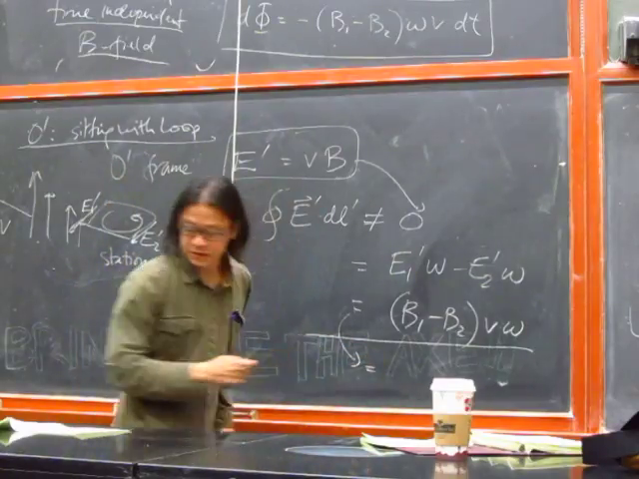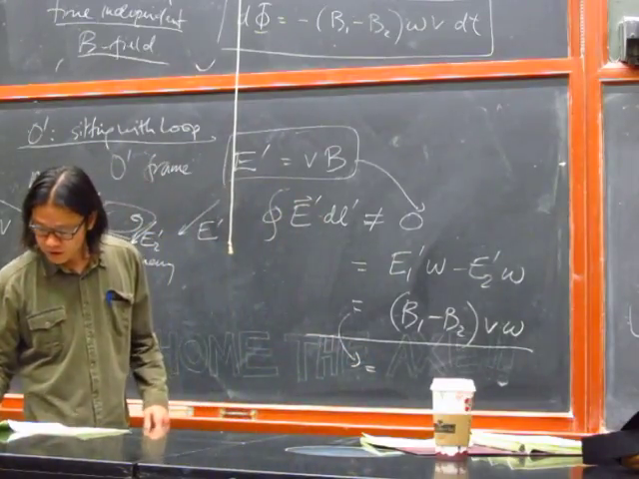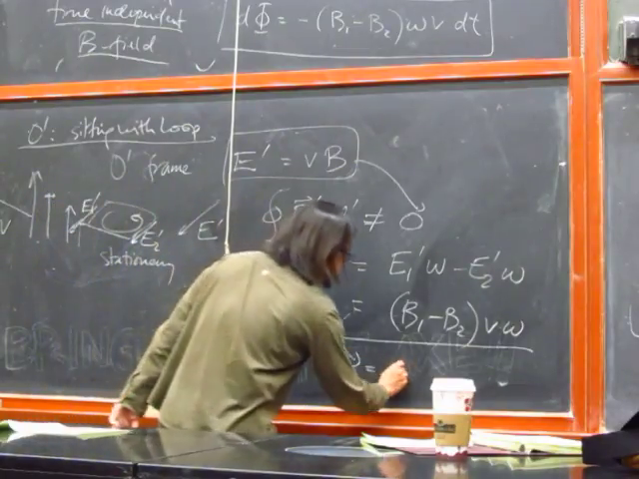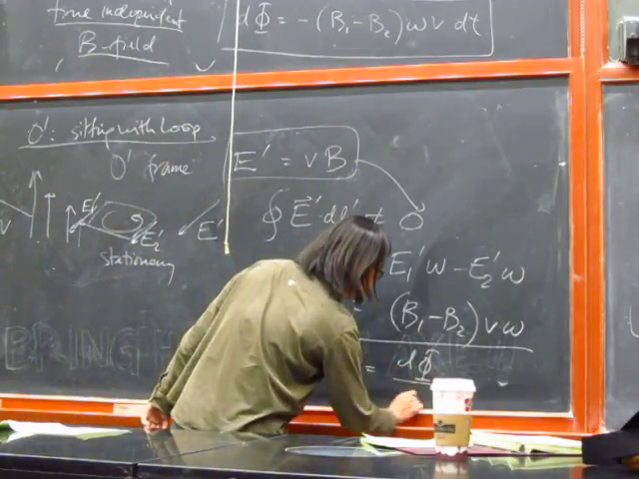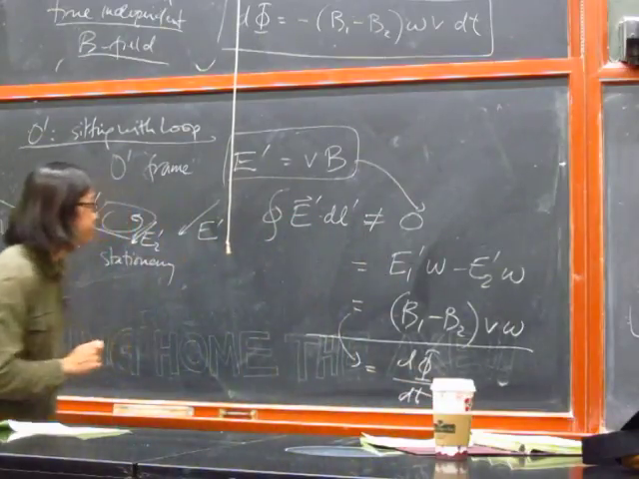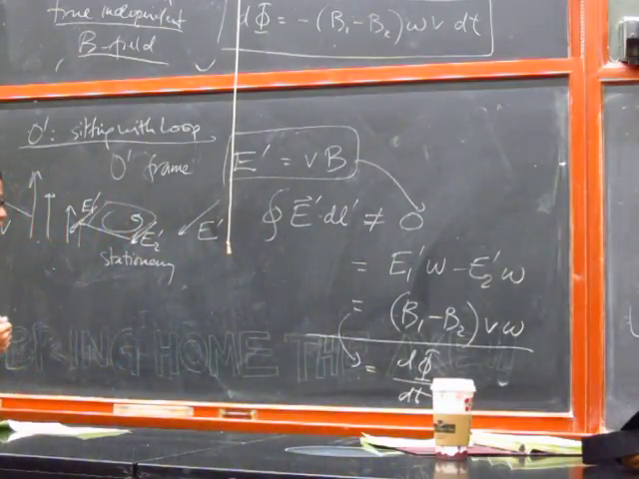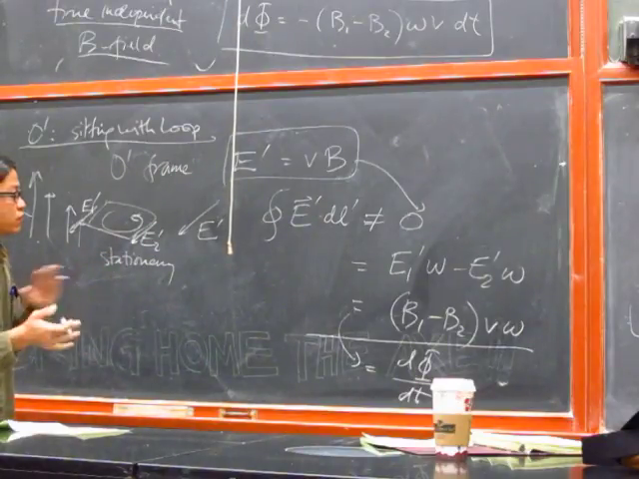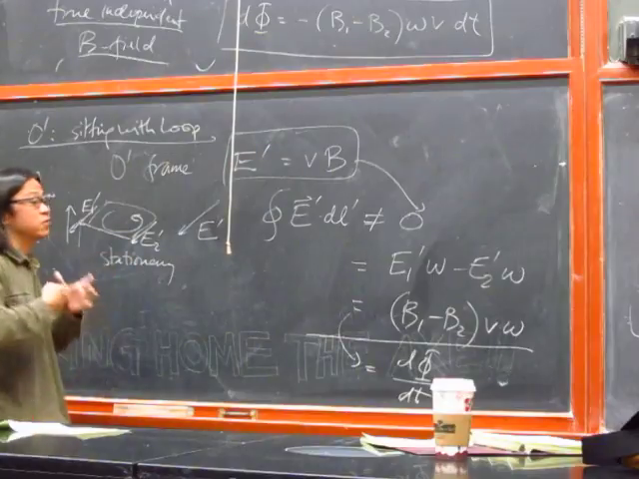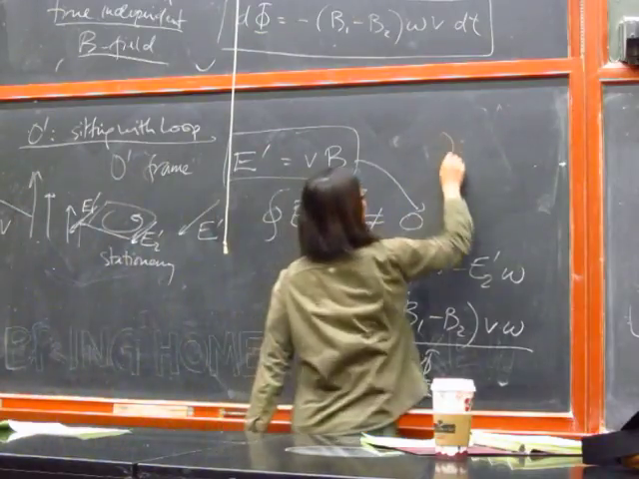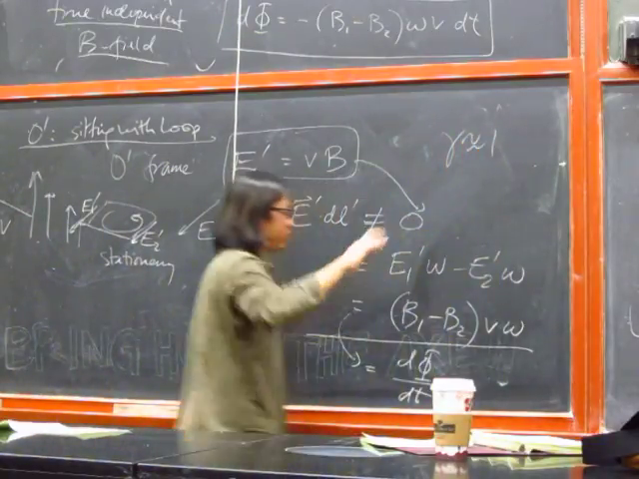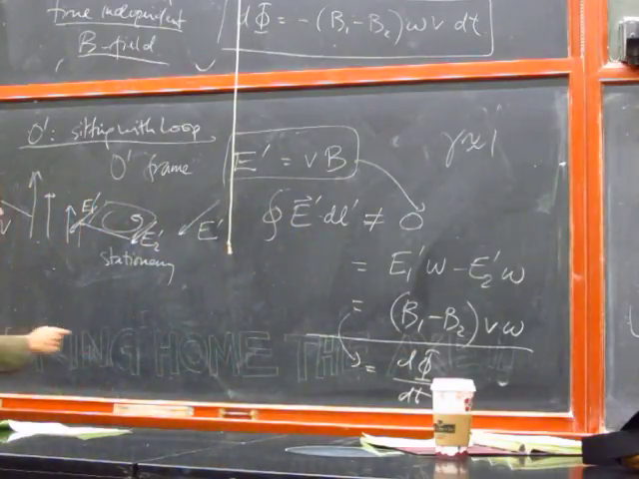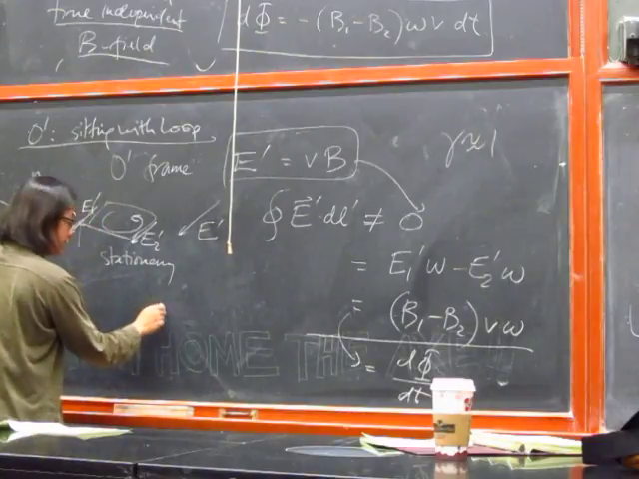And this is exactly that expression. That's the rate of change of the flux. In this case, I'm considering a small velocity, so gamma is close to 1, and I don't have to worry about factors of gamma anywhere. And that's the EMF.